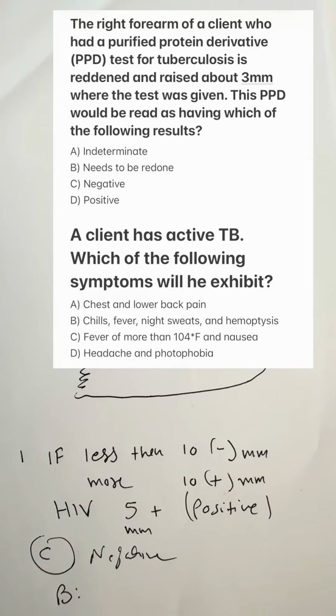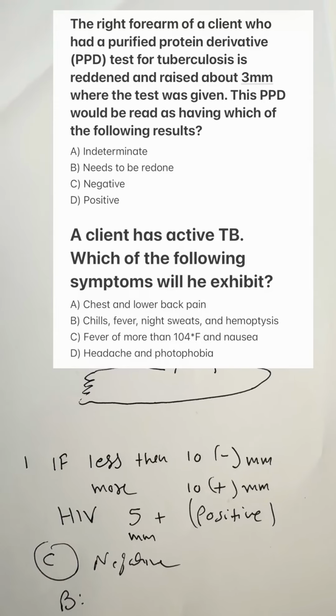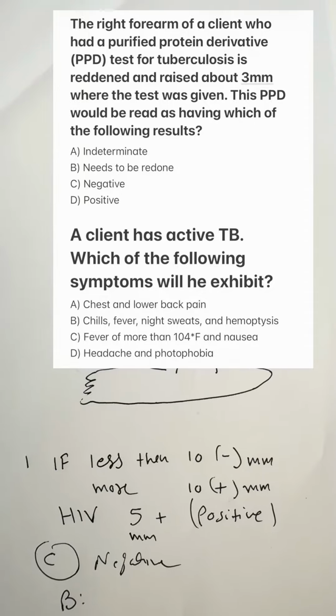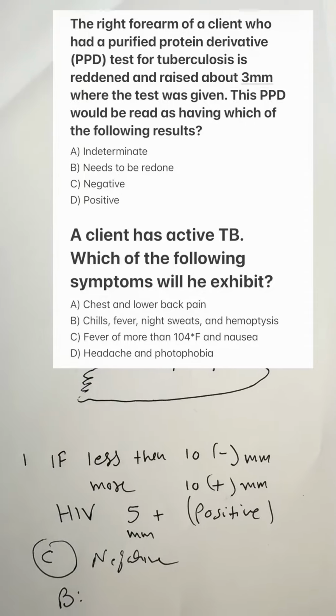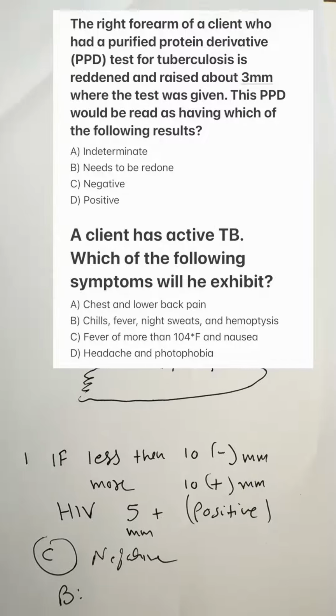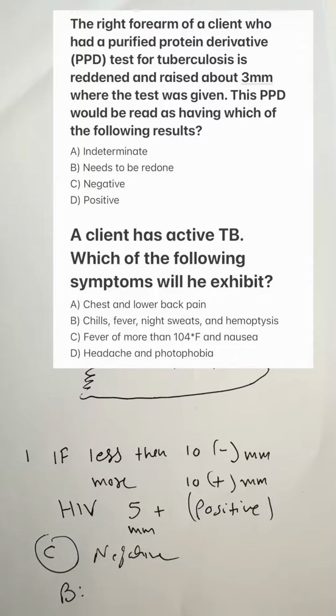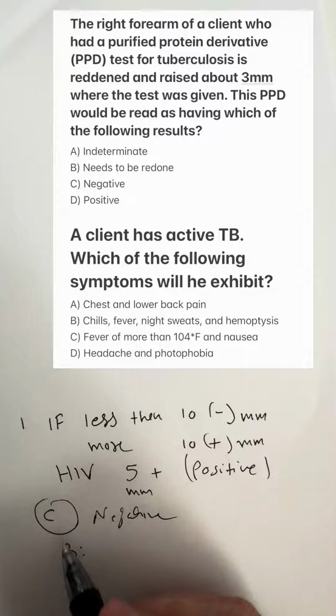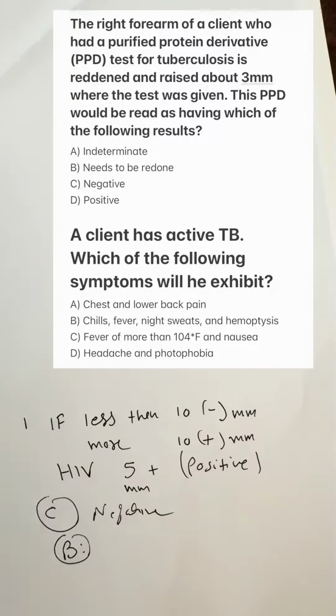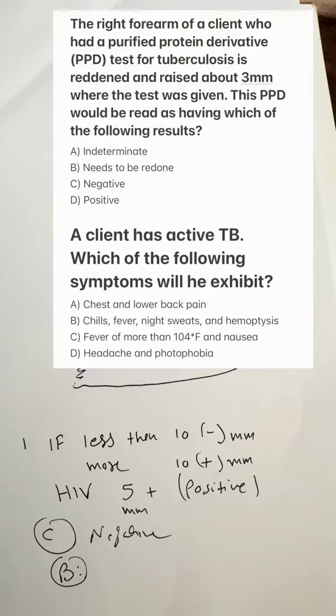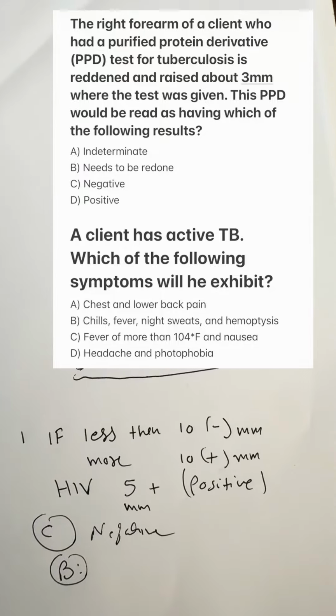Option A, chest pain, may be present from coughing but isn't usual. Option C says high fever, but a client with TB typically has a low-grade fever, not higher than 1 or 2 degrees Fahrenheit. And nausea, headache, and photophobia aren't usual TB symptoms. So your correct answer is answer B. That is your second question. Now move to the next question.